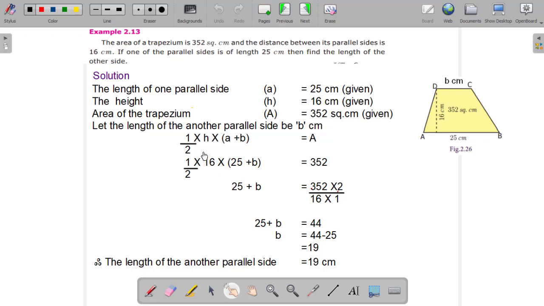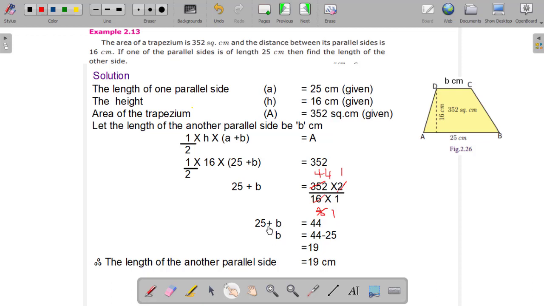According to the formula, half into h into a plus b is equal to area. So if we put all the values in this formula, we get an equation like this: half into 16 into 25 plus b is equal to 352. If we transpose these two factors to the right hand side, we get 25 plus b is equal to 352 into 2 divided by 16 into 1. If we simplify this, 1 2 is 2, 8 2s are 16. Again 1 8 is 8, 44 8s are 352. So we get 25 plus b is equal to 44.